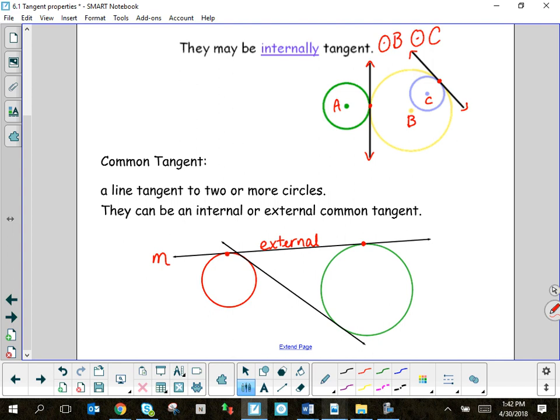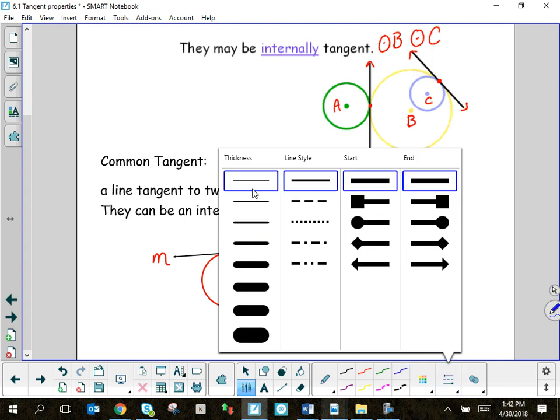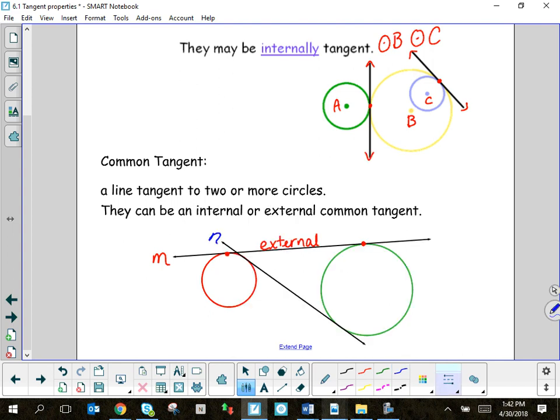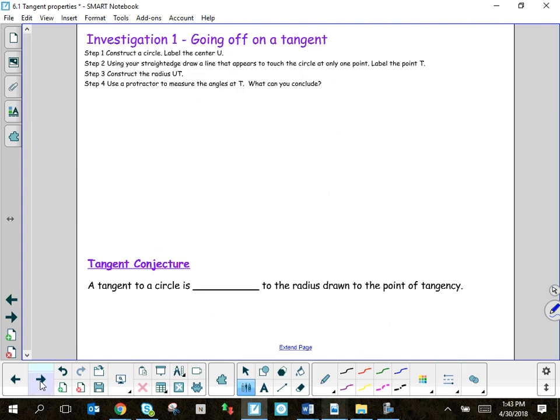Let's call this one over here line N. This is line N, and it is tangent to the red circle at that point and tangent to the green circle at that point. And so this is kind of in between the two circles, so we're going to say this is an internal common tangent. So it can be internal or it can be an external common tangent. Those are some tangent vocabulary. Let's go to our first investigation.